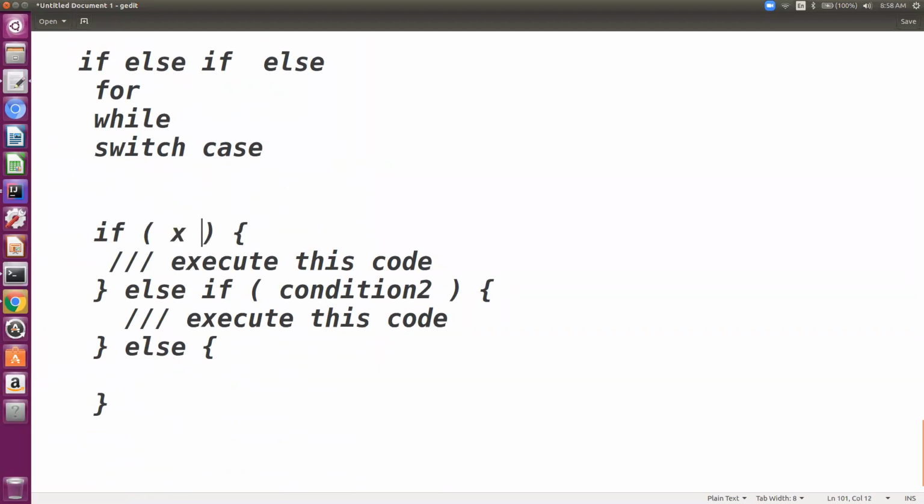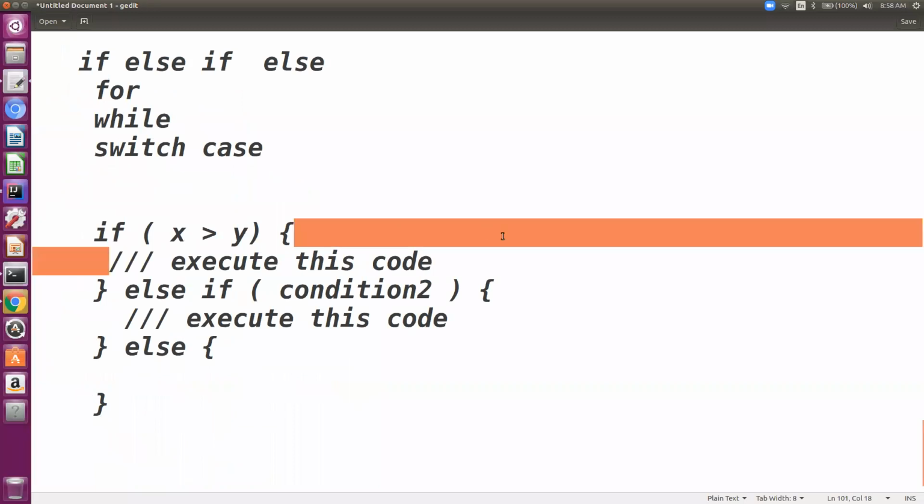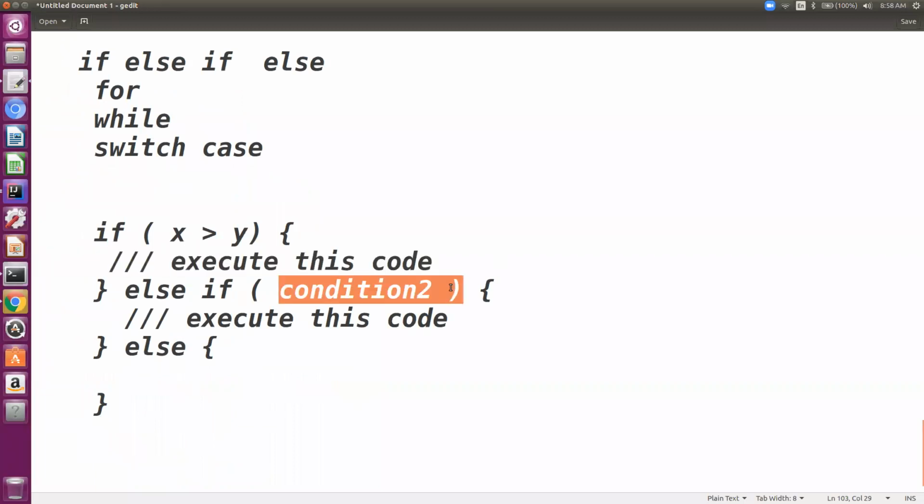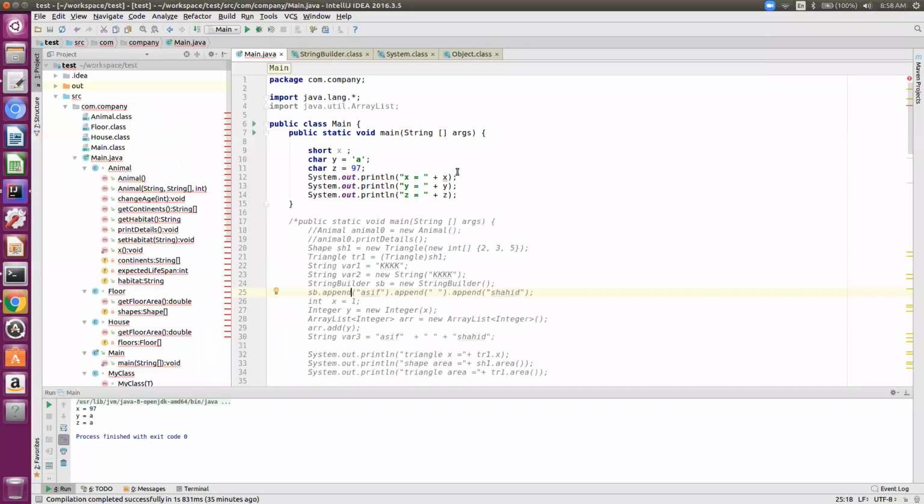If x greater than y, if this is true, execute this code. Else, if say x equal to y, then execute this code. And the last condition is obvious, x less than y, or else, meaning execute this code. This is what an if else if block is. Is this clear? Yes. So I can write in a program like this.